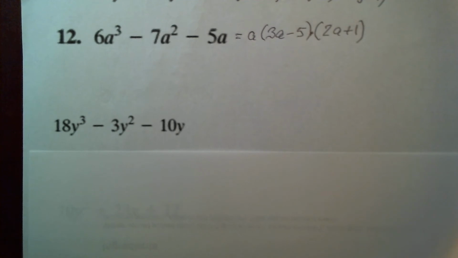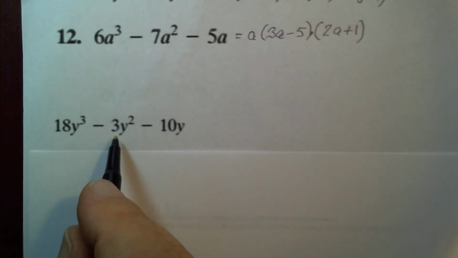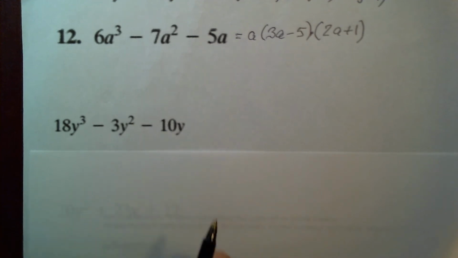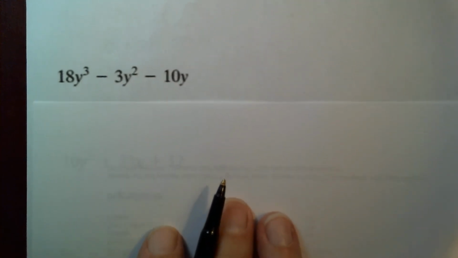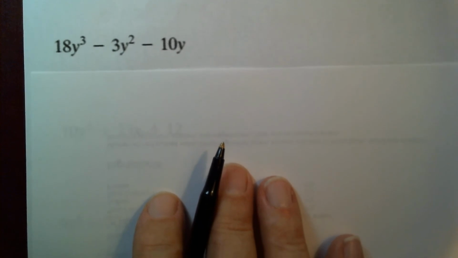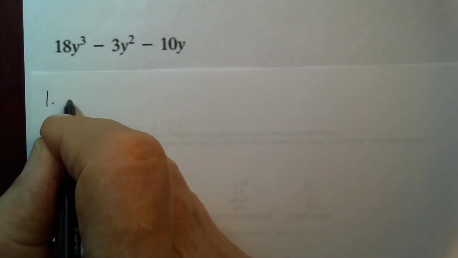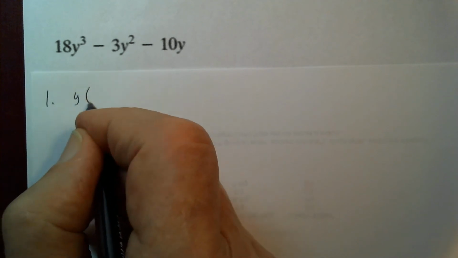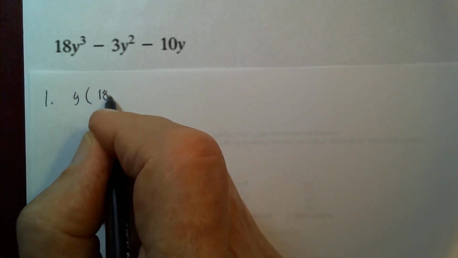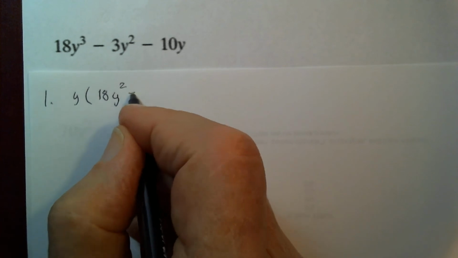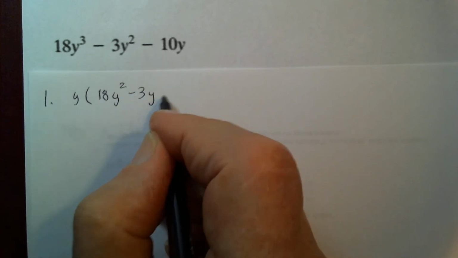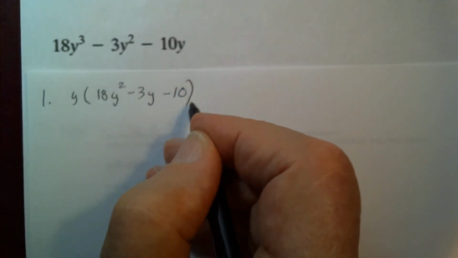Let's do the next exercise here. 18y to the third minus 3y squared minus 10y. And we notice that there's a greatest common factor of y. So step 1 is we factor out a y. So y times 18y squared minus 3y minus 10.